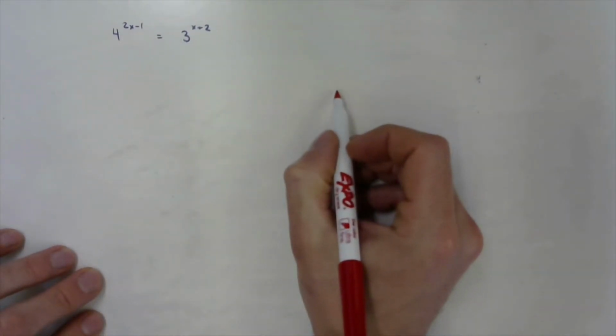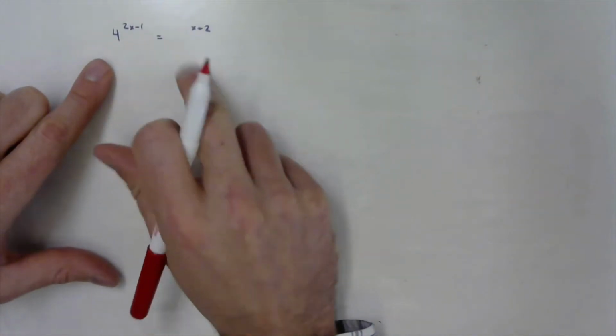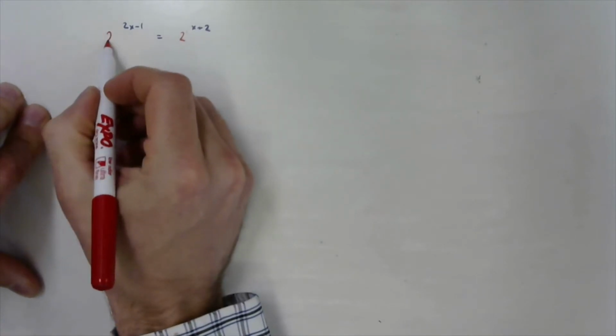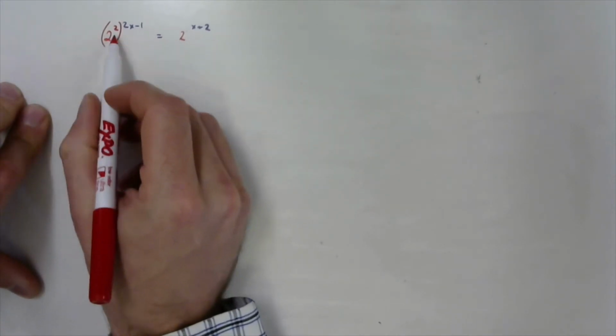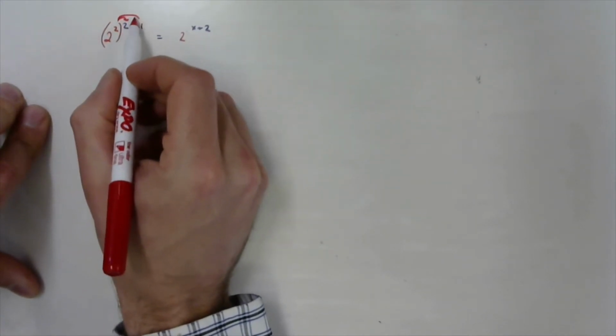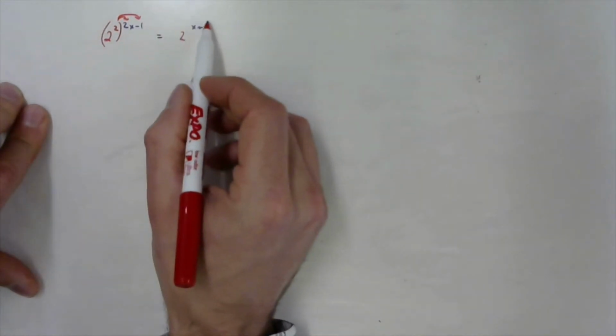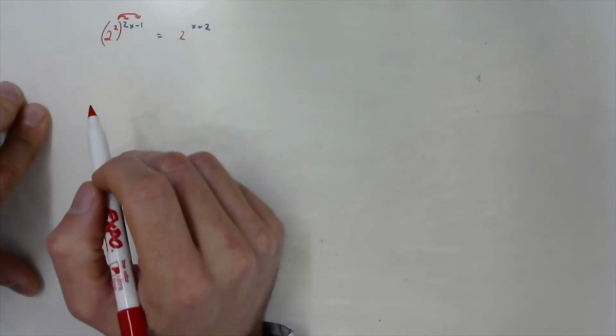So basically we had, if I just erase this 3 for a second and we put a 2 there, we could have expressed this as 2 to the power of 2, in which case this would be 4x minus 2. And since they have the same base, we would just say 4x minus 2 is the same as x plus 2, and then solve from there.